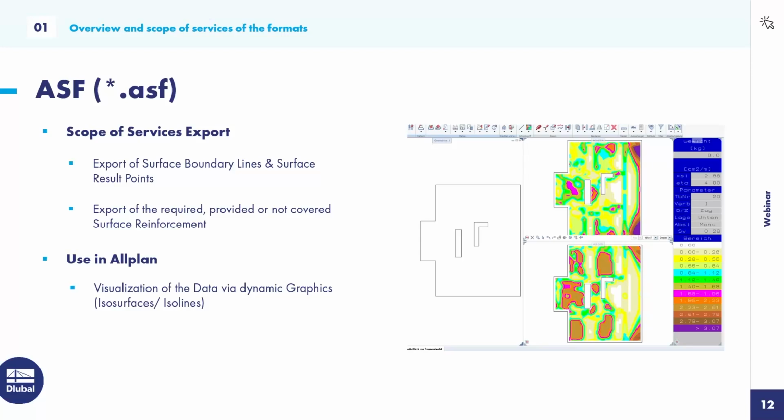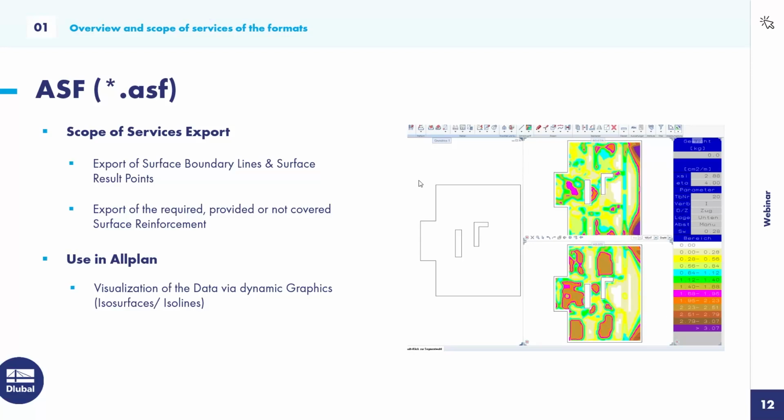We can export our surfaces and the required, the provided, or the not covered surface reinforcements into the ASF file. And then you can read that ASF file in, for example, Allplan. There you get, let's say, dynamic graphics. So you can see here, these are basically the required reinforcements on the top or bottom side of the surface. And the colors represent different required As values.